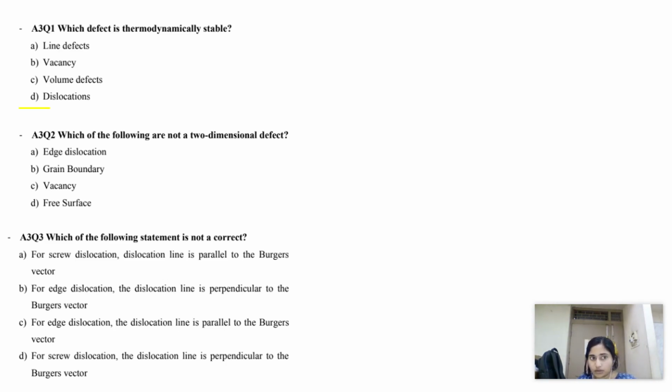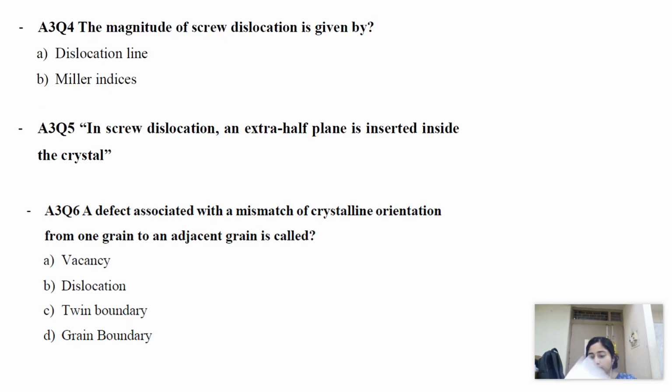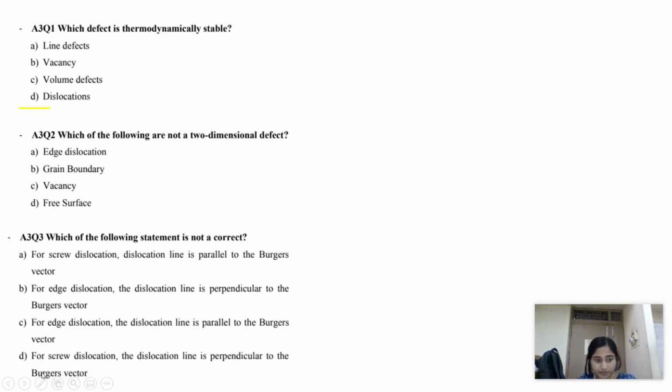Point defect. Yeah, point defect. So which one is the point defect? Vacancy. Yeah, vacancy defect. So the answer will be vacancy defect. Now, what about the next question? Which of the following is not a two-dimensional defect? Option C.